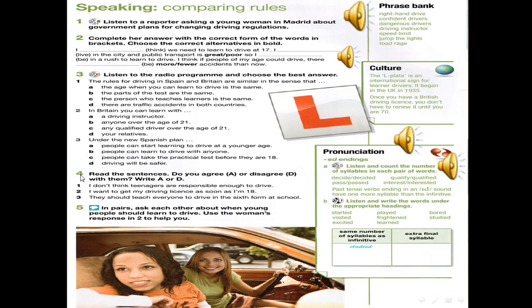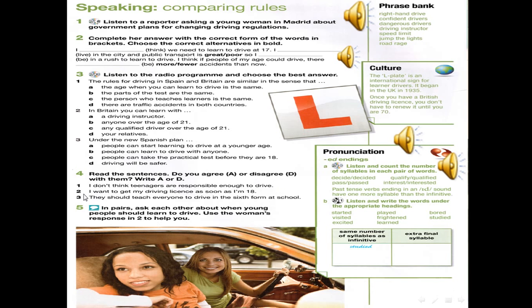Right? Exercise 4. Read the sentences. Do you agree or disagree? If you agree, write A. If you disagree, write D. Write A or D. Read and discuss with your colleague, your friend. 1. For example, I don't think teenagers are responsible enough to drive. Do you agree or not agree? You write here, A or D.